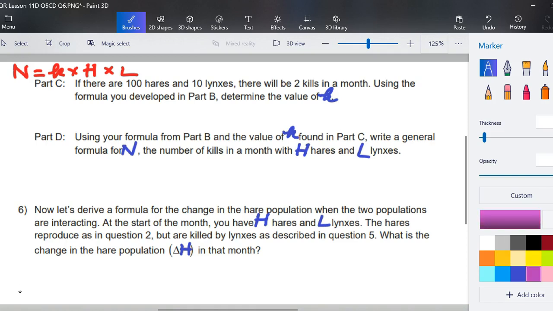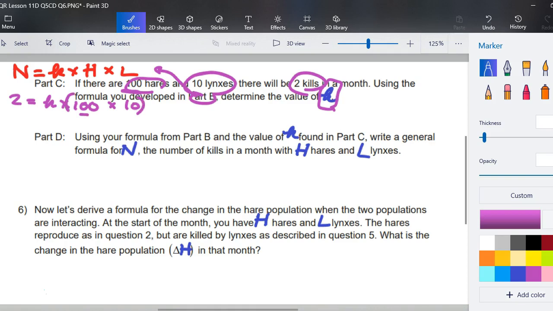We're going to keep going with trying to find this formula, and it says if there are 100 hares and 10 lynxes, there will be 2 kills in a month. Using the formula we developed in part B, determine the value of K, the constant of proportionality. So if there are 2 kills in a month, 2 equals K times 100 hares and 10 lynxes. So we're going to multiply the 10 and the 100 together, and then divide this off of both sides.